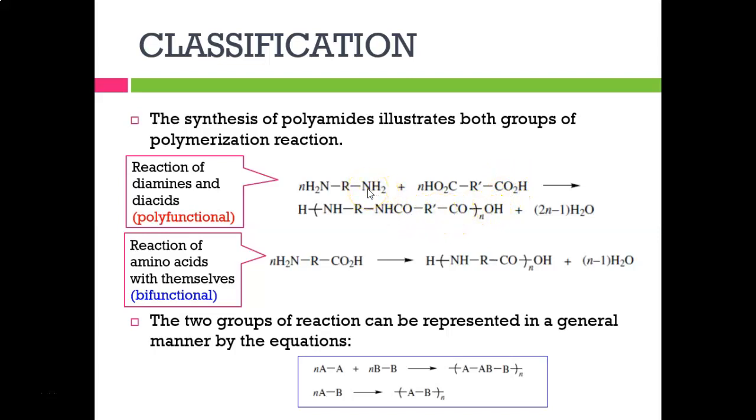So if the monomer contains more than two functional groups, we call it a polyfunctional. For this type of reaction, they only have one monomer. Okay, so we call it a bifunctional monomer, sebab dia ada two different functional group at a monomer reaction. Okay, dalam satu monomer ni dia ada dua functional group yang berbeza. So reaction of amino acid with themselves. Sebab tu kita panggil dia self condensation.